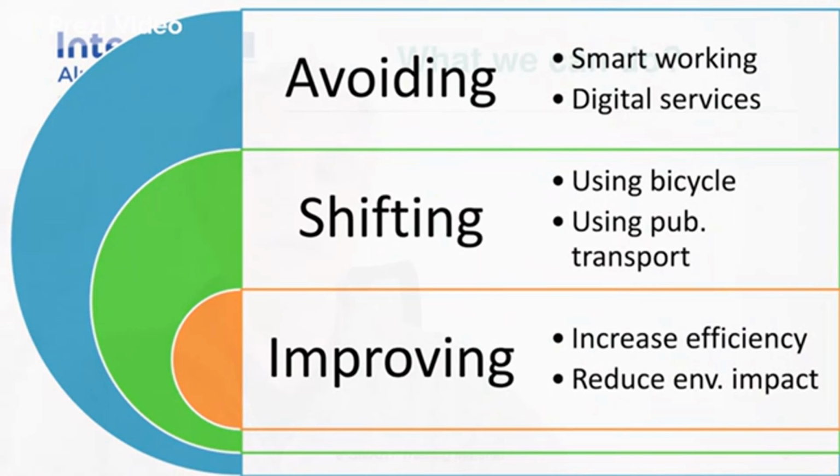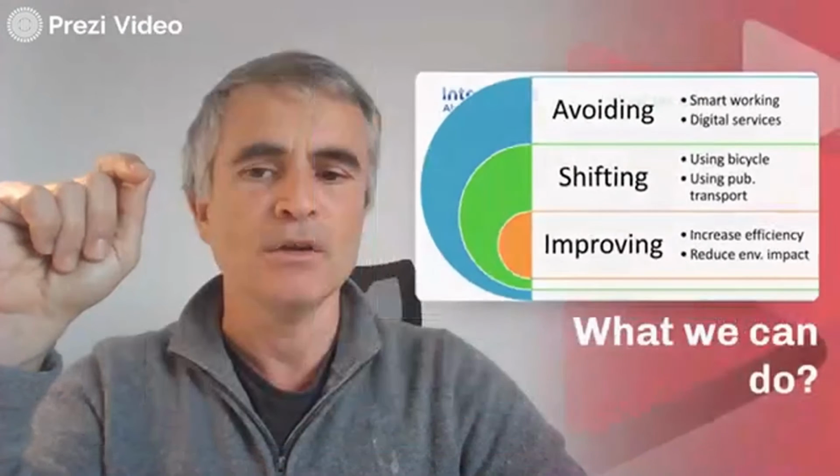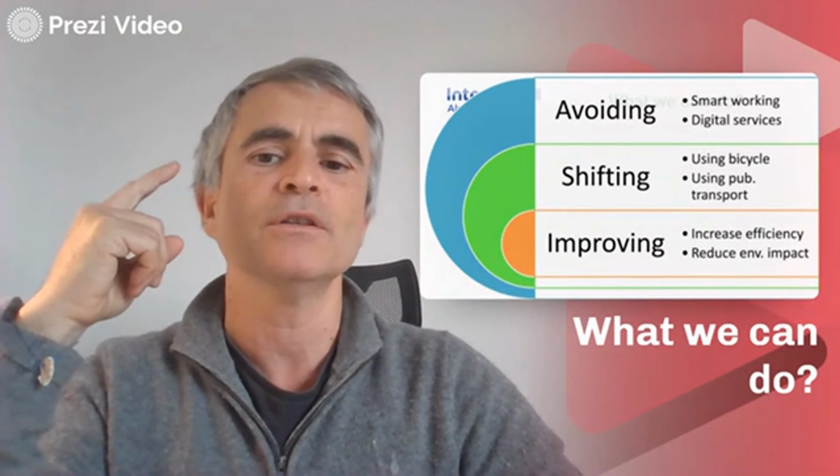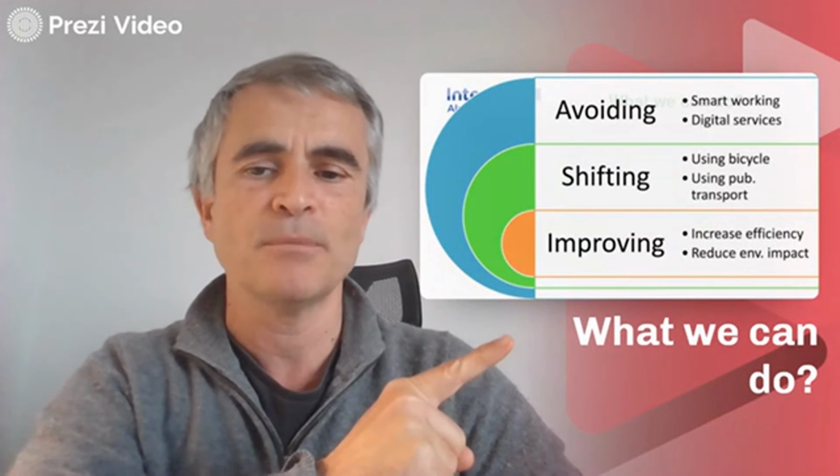The second action in order of effectiveness is shifting, that is using different ways of moving in our city, using bicycles whenever possible, walking whenever possible, using public transport, but also in last mile logistics, we can shift to using, for example, cargo bikes and other devices to transport goods in our cities. Finally, the last action is improving, that is trying to use vehicles that are more efficient and with a reduced environmental impact. So in this short video, we will focus on the last point, that is improving.